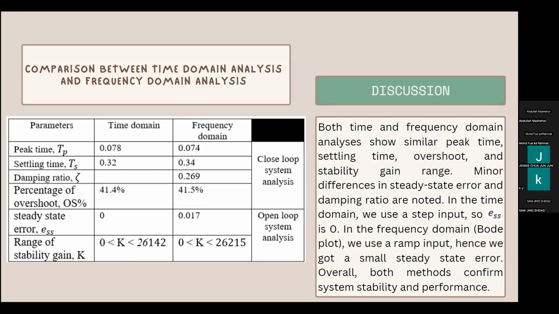Next, the discussion. Lastly, we have got the peak time, settling time, damping ratio, and the overshoot. This is the difference between the time domain and the frequency domain analysis. Actually, in the frequency domain Bode plot, we use the ramp input, so we got a small steady state error overall. While we use the step input in the time domain, we got 0. And we confirm the system stability and performance in both methods.